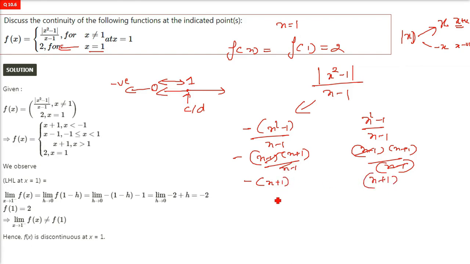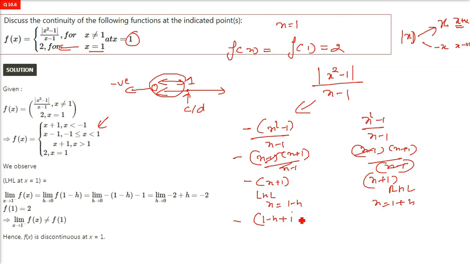Okay, so whatever value you put. So let us go with LHL and RHL. And we have to check it at 1. So I'm not considering 0 to 1. I'm just saying that below 0, above 0, we have 2 values. That is how we go with the left hand limit and right hand limit. We have to check at 1. Please remember. So I'll put x as 1 minus h. I'll put x as 1 plus h. So it is negative (1 minus h plus 1) in place of x plus 1.